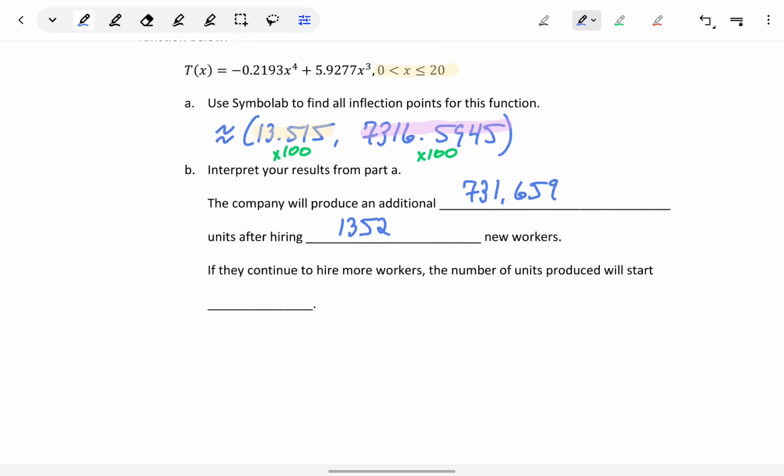But if they continue to hire more workers, while the number of units produced will continue to increase, again, the units produced will start growing at a slower rate. Units produced don't start decreasing, we just see a decrease in the rate at which they're growing.